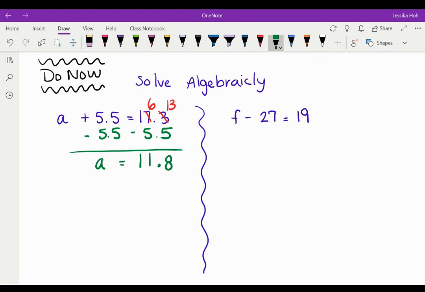The next problem, I'm going to add 27 to both sides. I'm adding because the inverse operation of subtraction is addition. So this crosses out, leaving me with just F equals 46. F equals 46.